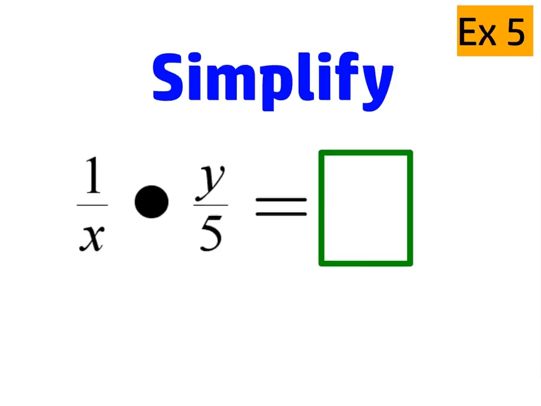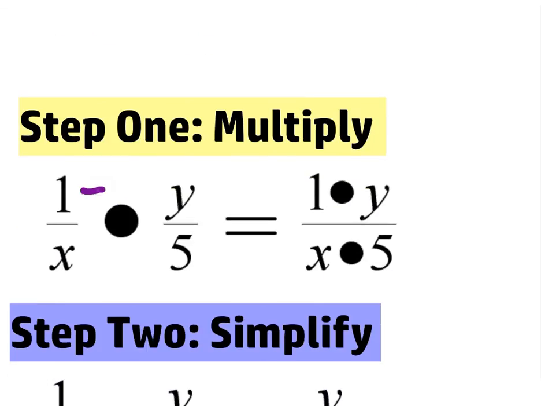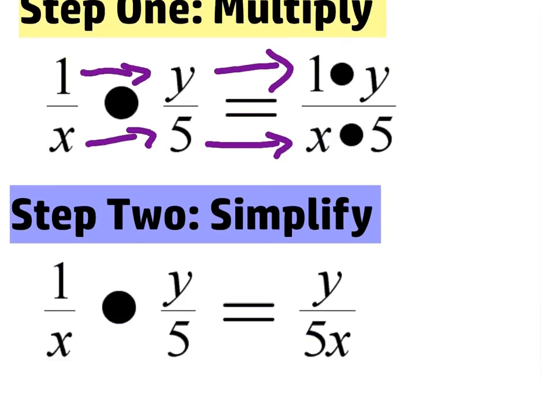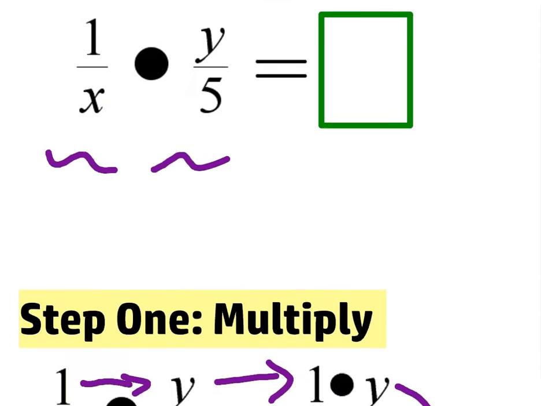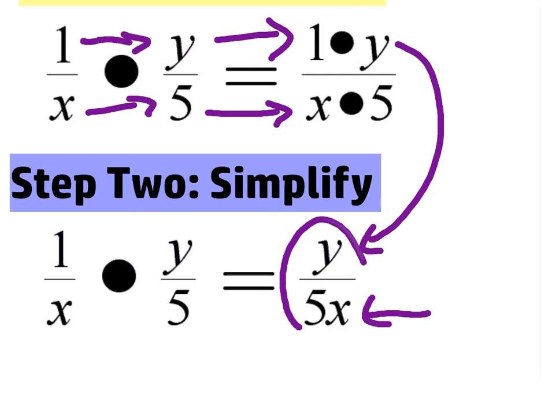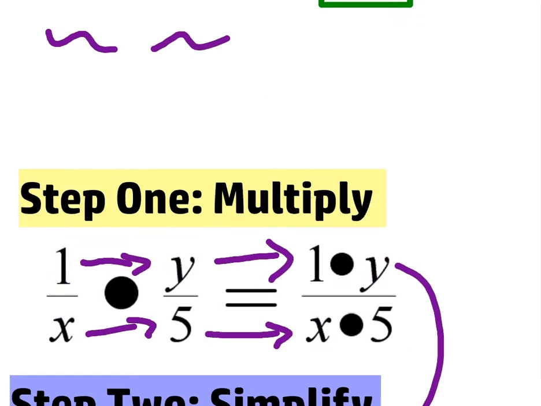Alright, let's look at yet another one. We have 1 over x times y over 5. Again, the first step is going to be to multiply the numerators and the denominators, so 1 times y on top and x times 5 on the bottom. Now we know 1 times anything is that thing, so 1 times y is y, and then x times 5. Move the constant out front and remove the multiplication sign. Therefore, the final answer is y over 5x.